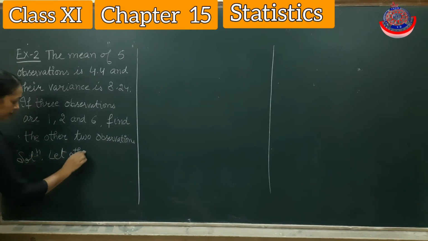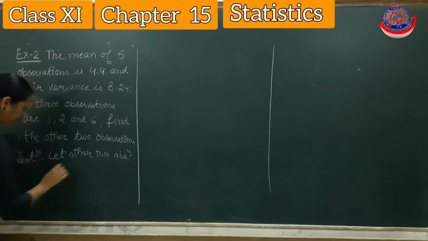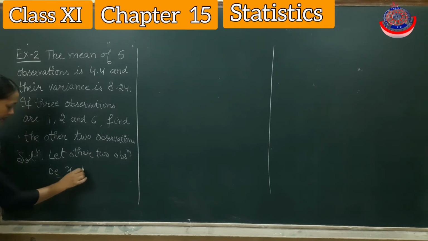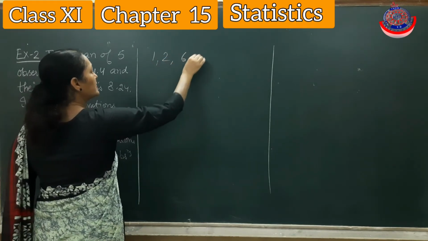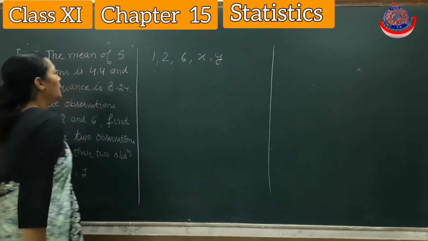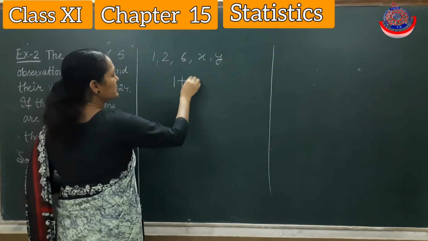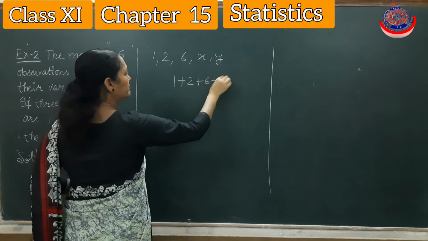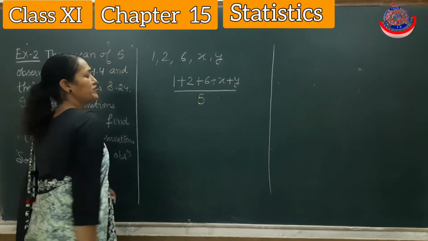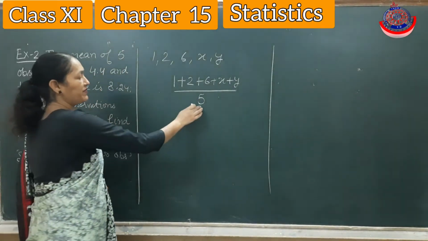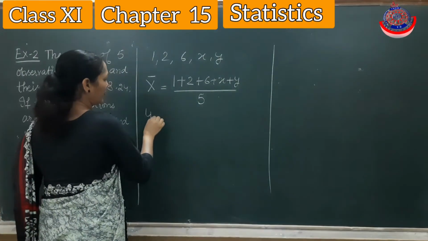Let the other 2 observations be x and y. Therefore we have 1, 2, 6, x and y. Now if we calculate the mean, we have to add all the observations: sum of observations upon number of observations. The observations are 5, so divide by 5 is equal to the mean, and the mean they have given is 4.4.